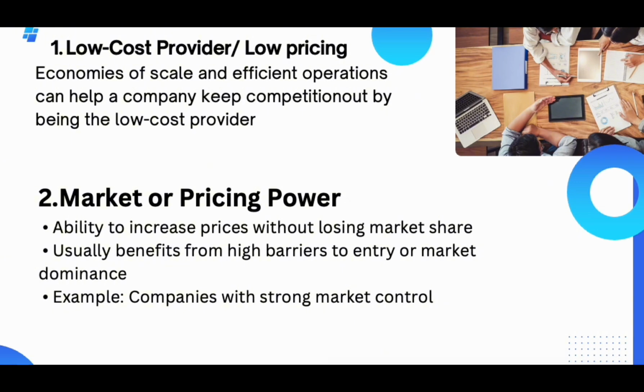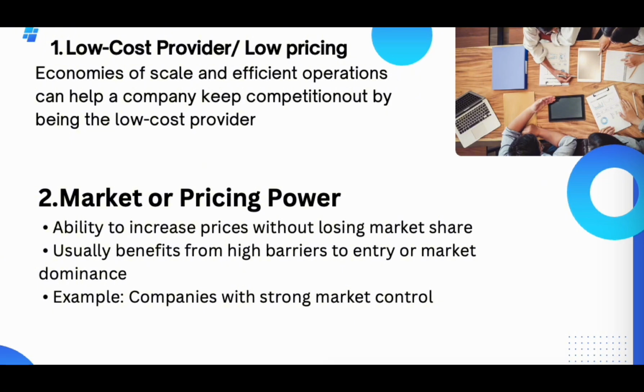Next is market or pricing power: the ability to increase prices without losing market share. It usually benefits from high barriers to entry or market dominance. Example, companies with strong market control. Let's say Apple has very strong market control, because it has the ability to increase its prices without losing market share. Therefore, its market control is strong.